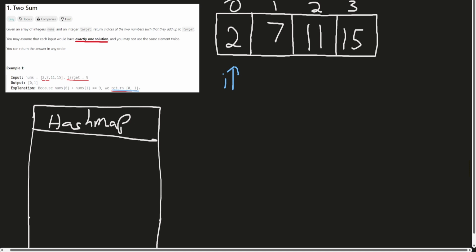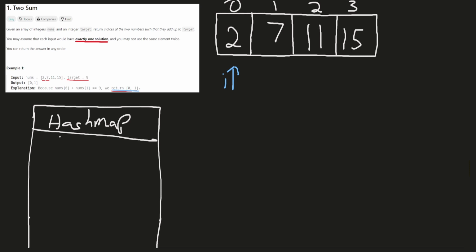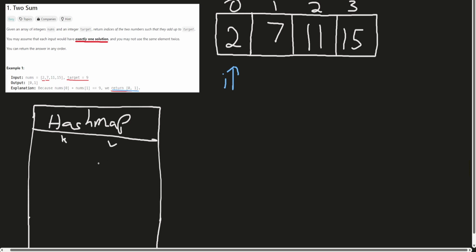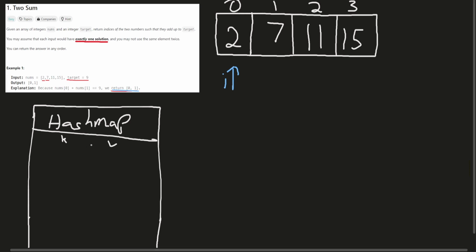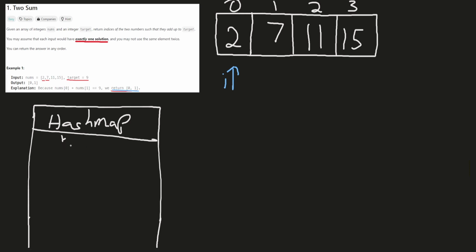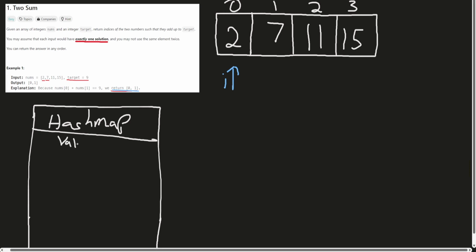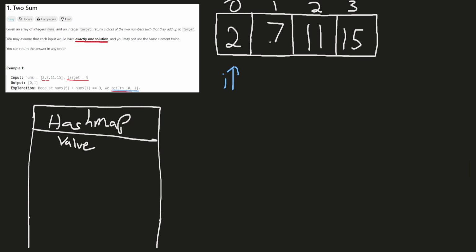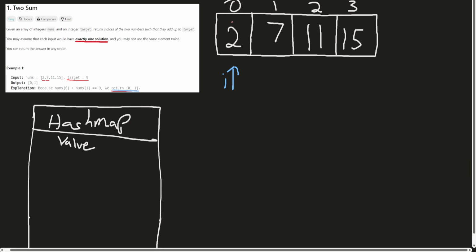And in the hash map, we hold a key and we hold a value. The key is going to be, let's get rid of that so it doesn't get confusing, the value that is held in the array. So a value, what do I mean by that? Is the 2, that's a value. Is the 7, that's a value. Is the 11, that's a value. Is the 15, that's a value. So 2, 7, 11, 15, that's how it's going to fill out.